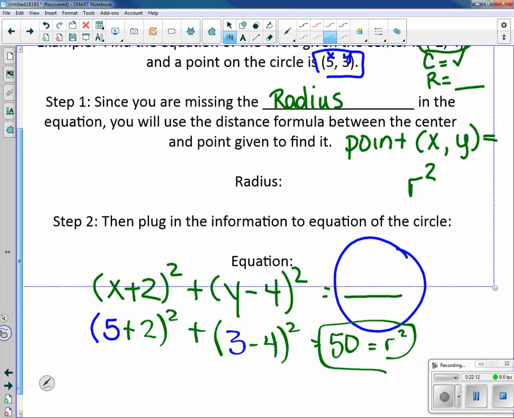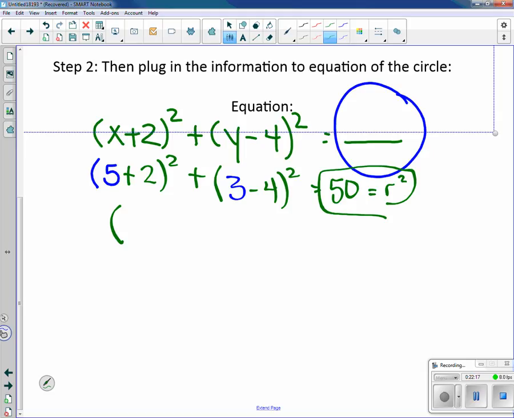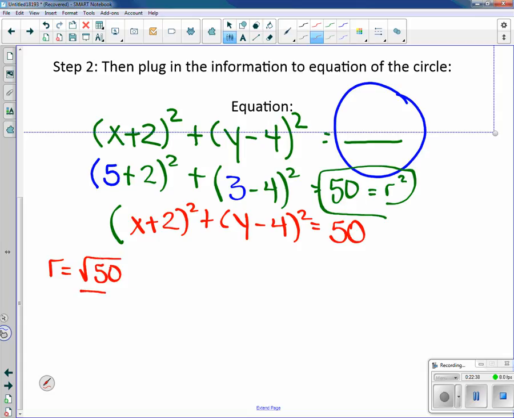So, once you plugged it in and you got 50, your equation is this. And I'm going to raise it up so you all can see it. X plus 2 squared plus y minus 4 squared equals 50. There's your answer. Now, Miss Robinson, if I was to ask you what is my radius here, you would have to say r is equal to the square root of 50. Because you remember, this represents what? R squared. All right? They're just asking you for the equation.